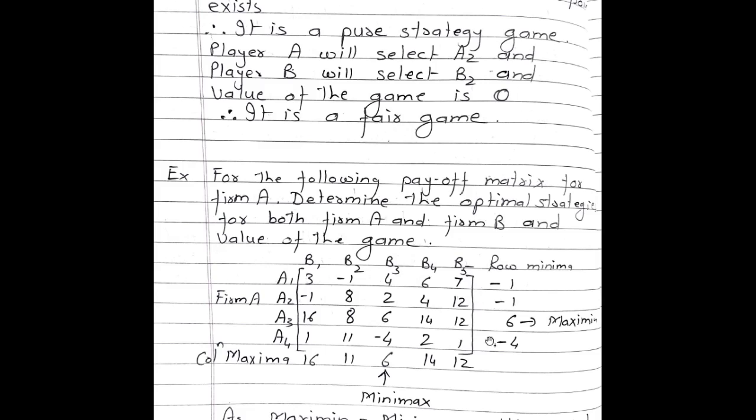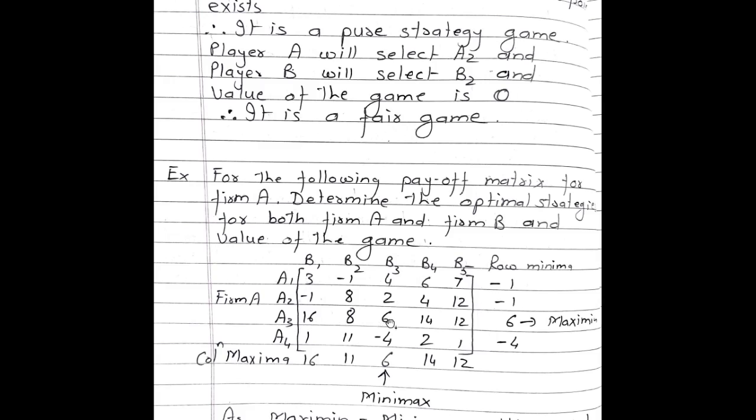So according to the steps given above, the very first step is to write row minima at the right hand side of the table. 3, -1, 4, 6, 7. The minimum element is minus 1. So we will write minus 1 in the row minima column. Second row, minus 1, 8, 2, 4, 12. Minimum element is minus 1.